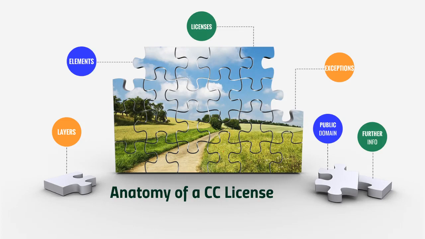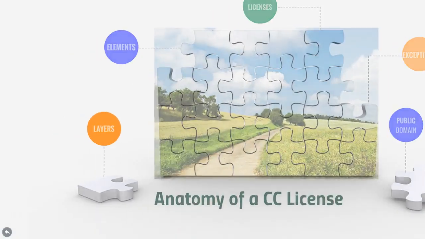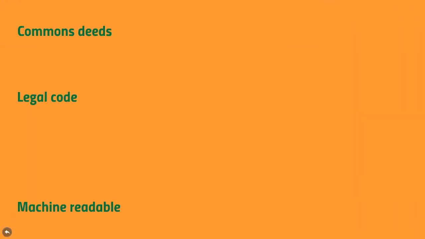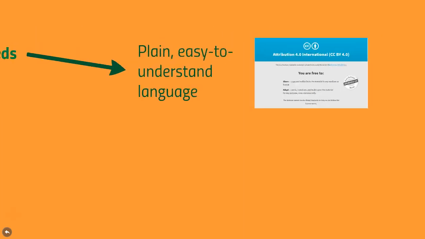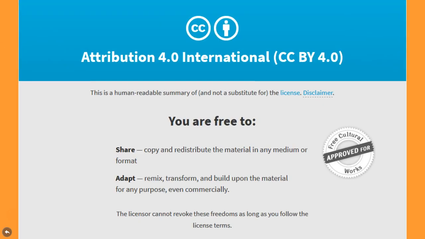In this video, we will be talking about the 6 different Creative Commons licenses, how they work, and the foundations they're built on. Each license has 3 different layers to it. The one you are likely most familiar with is called the Commons Deeds layer. These are the web pages that explain the key license terms in plain language that most people can understand.